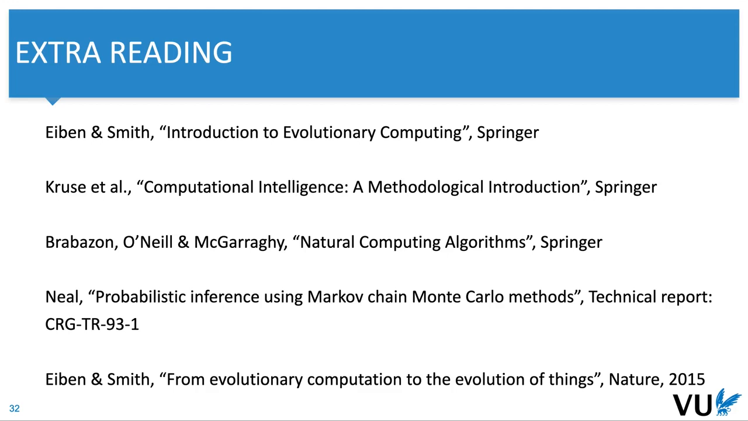If you are interested in Markov chain Monte Carlo methods, from Radford Neal, this is a technical report, a perfectly well written paper. And also Eiben and Smith wrote a Nature paper in 2015, From Evolutionary Computation to the Evolution of Things. So this is, I would say, a condensed version of their book. So if you are a bit lazy, let's say, you can maybe look into this paper. However, in my opinion, the book is very well written. It's worth looking into that.